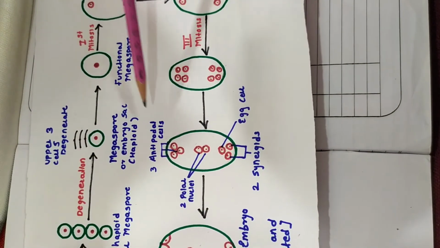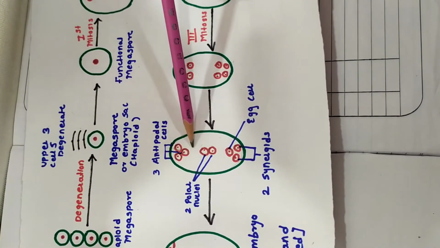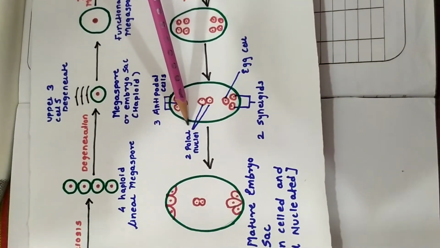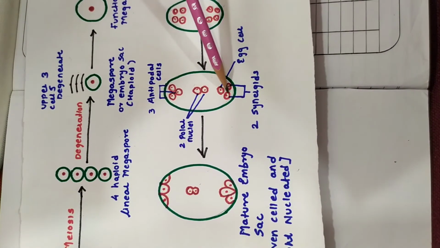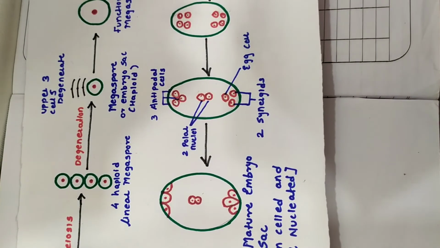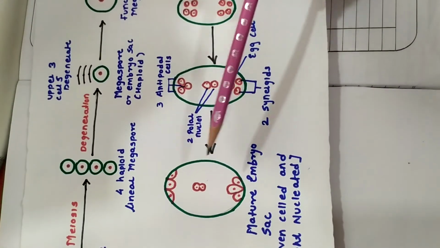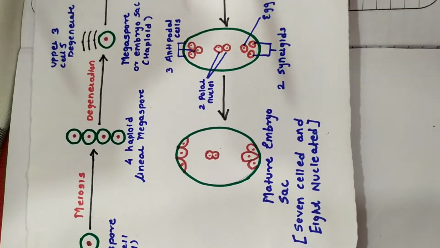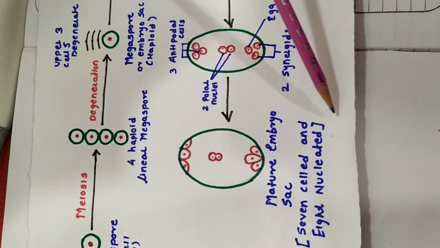See here in the structure, one cell from each pole will come into the center, and these are called the 2 polar nuclei, and these cells are called antipodal cells. Here these 2 cells are called synergids and one is the egg cell. After this you will get a mature embryo sac which is 7-celled and 8 nucleated.